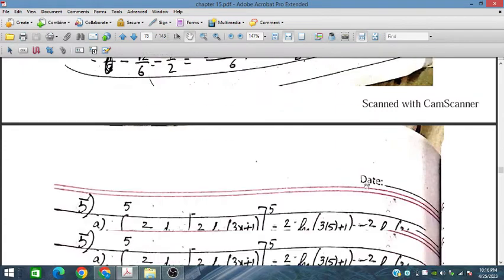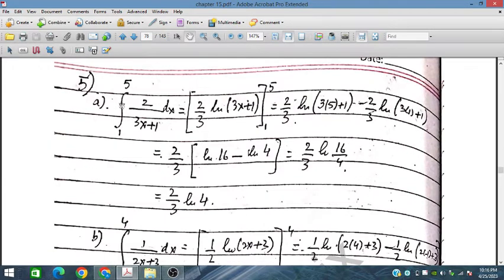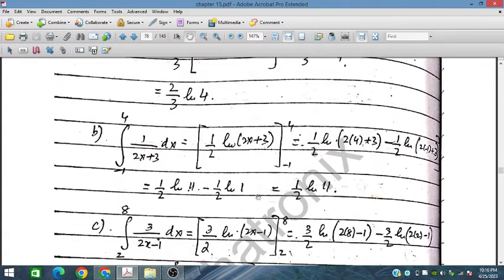Similarly, for this fifth question, we have the integral from 0 to 2 of 1 divided by (3x plus 1) dx. For this, the integral gives the ln function, so this is 1 by 3 ln of (3x plus 1), and this 3 is here. On substituting the limits, we have obtained the result as 2 by 3 ln 16 by 4, so this is ln 4 by 3.